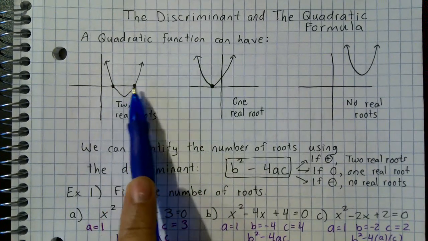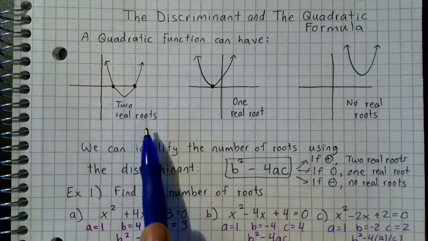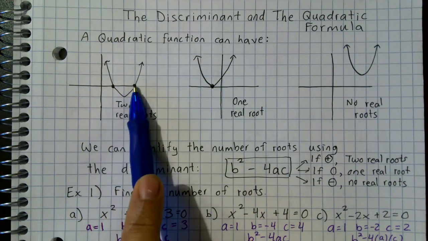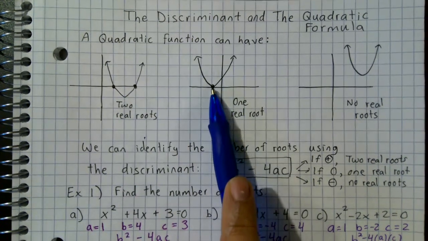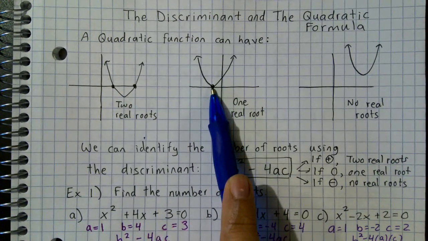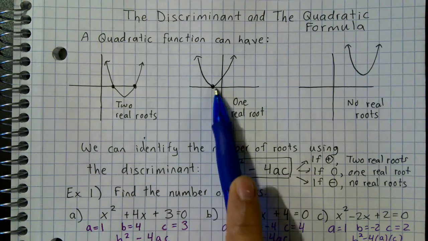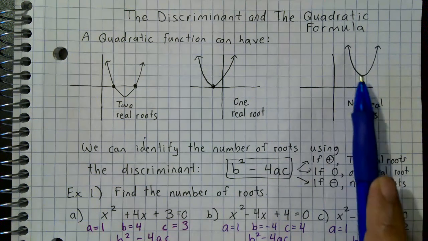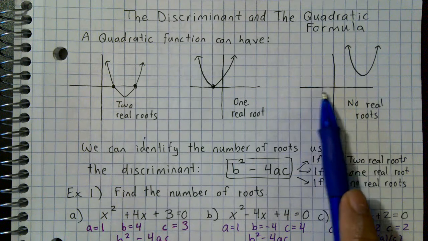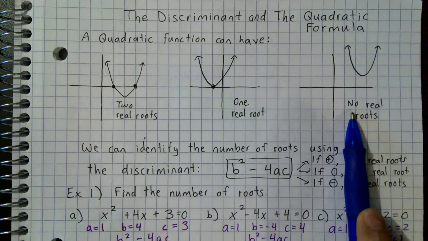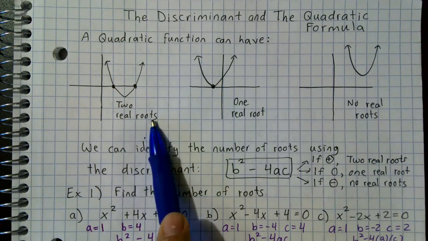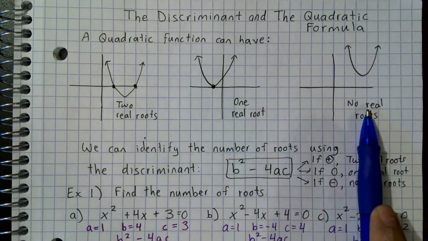Okay, the x-intercepts, the zeros, and the roots. They're all the same thing. So this one has two roots, two zeros, two x-intercepts. It could also be that it only has one root, in which it only touches the x-axis at one point, or no real roots because it doesn't touch the x-axis at all. In this case, we can say that it has imaginary roots, but we could also say no real roots. So it can have two, one, or none.